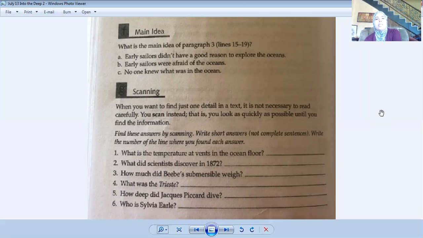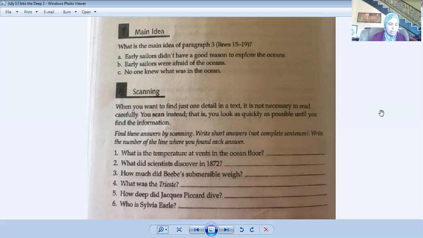Okay, what is the temperature at vents in the ocean floor? If you go back to the text, it says, and I did that on my own, by the way, before I recorded these exercises, that the temperature is 254 Fahrenheit. Okay, so go back to the text, guys.